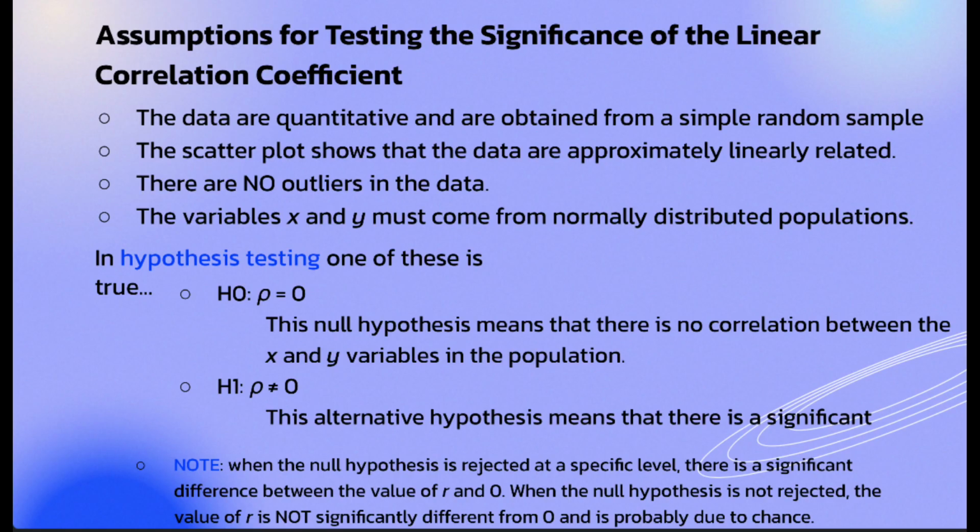Assumptions for testing the significance of the linear correlation coefficient. The data are quantitative and are obtained from a simple random sample. The scatterplot shows that the data are approximately linearly related. There are no outliers in the data. The variables x and y must come from normally distributed populations. In hypothesis testing, one of these is true. H0: rho equals 0. This null hypothesis means that there is no correlation between the x and y variables in the population. H1: rho is not equal to 0. This alternative hypothesis means that there is a significant correlation.